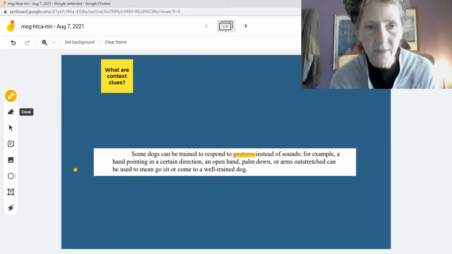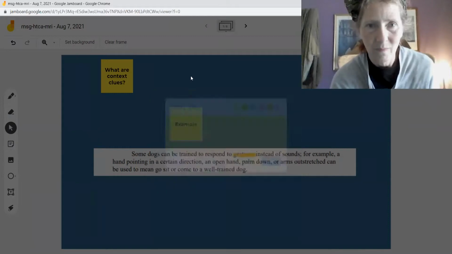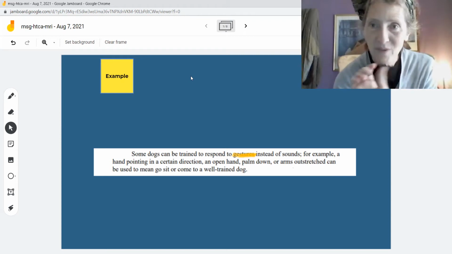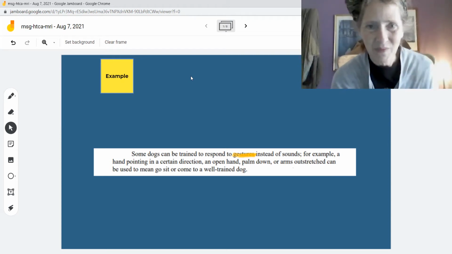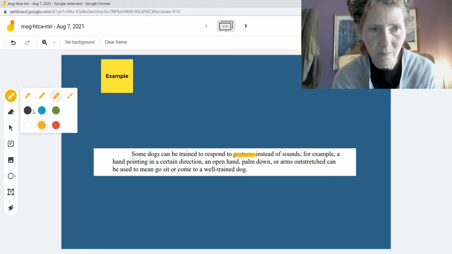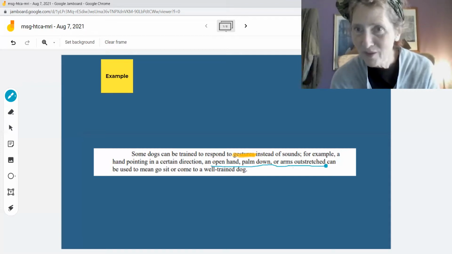Now, what they do, this is example. So let's just say example. You know what we're talking about? Okay, they give you examples of gestures in this passage. Okay, so if we look, we see open hand, palm down, or arms outstretched. I will make this as straight as I possibly can. These are all examples of gestures.